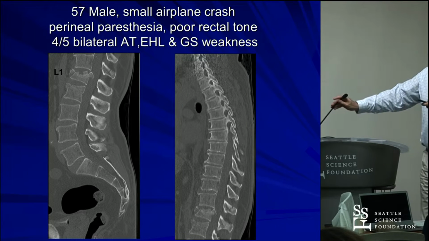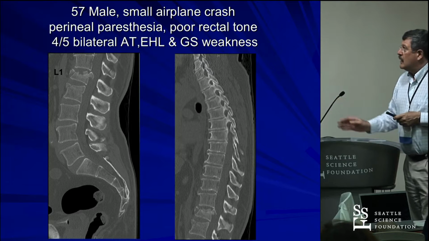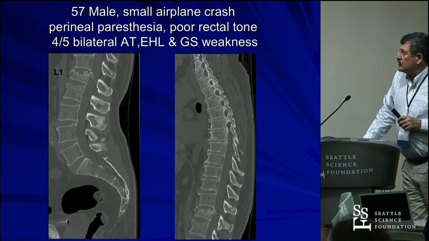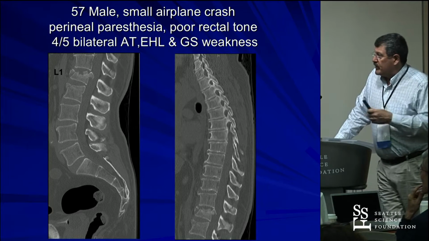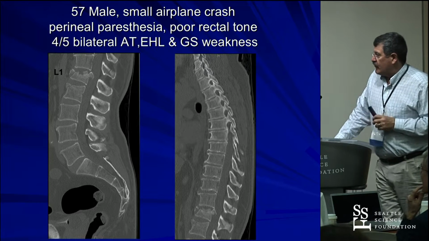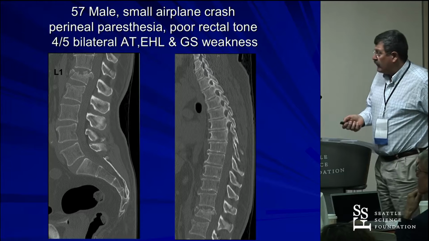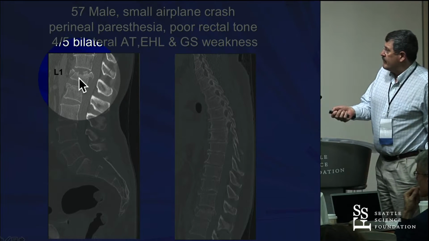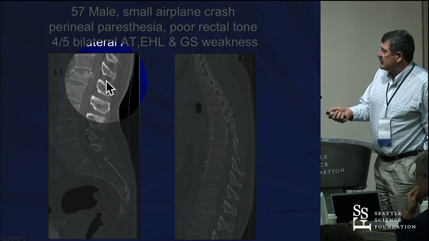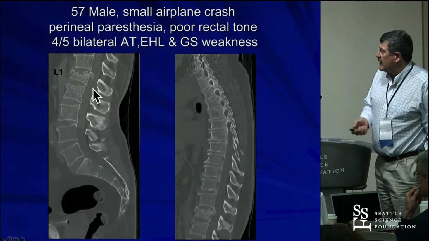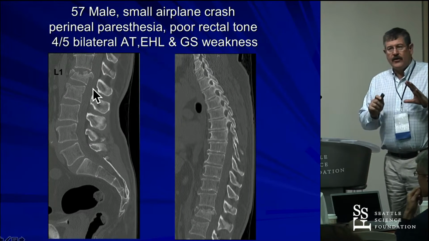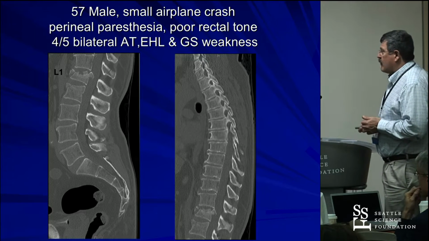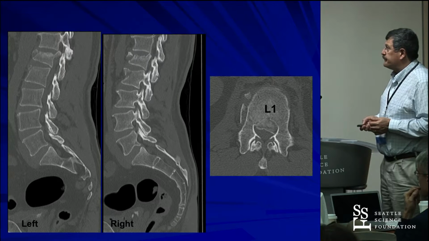This is a 57-year-old male, small airplane crash, perineal paresthesias, poor rectal tone, incomplete spinal cord injury, and has this fracture pattern. If we look, we can see he's got what we would probably call a burst, and he's got this fracture posteriorly through the line. So we're going to think about that and keep it in mind, and we'll come back to that as we talk about how we might classify this patient.